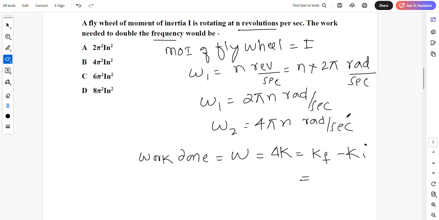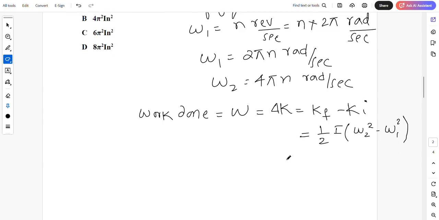Kf minus Ki. What is the formula? We know K is equal to 1 by 2 I omega square. Therefore 1 by 2 I we can take common, omega 2 square minus omega 1 square. Understood? Final kinetic energy minus initial kinetic energy. Now that is equal to 1 by 2 I. How much is omega 2? 4 pi n. 4 pi n the whole square minus omega 1, which is how much? 2 pi n the whole square.